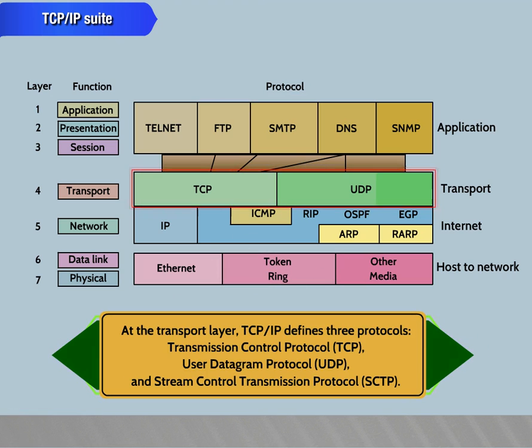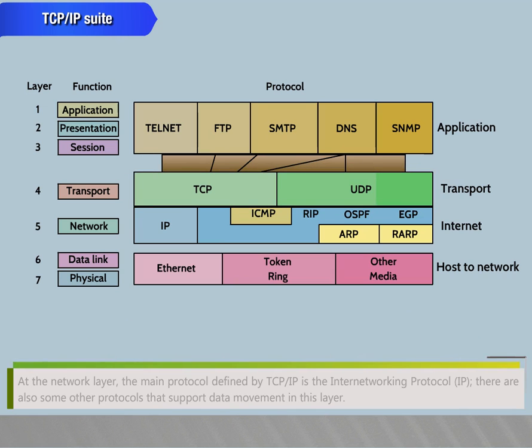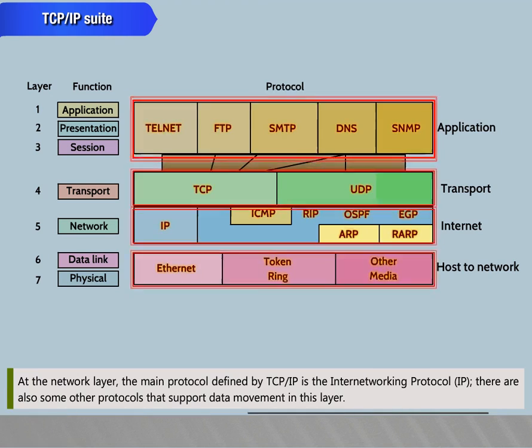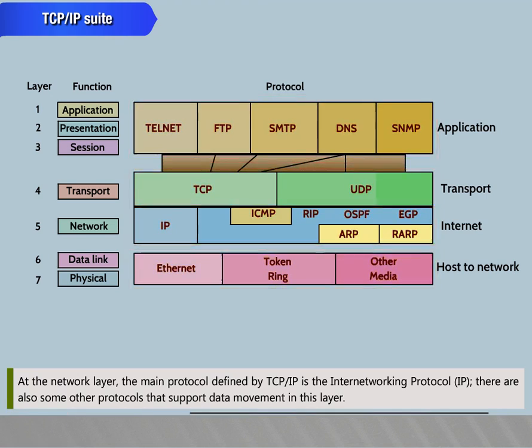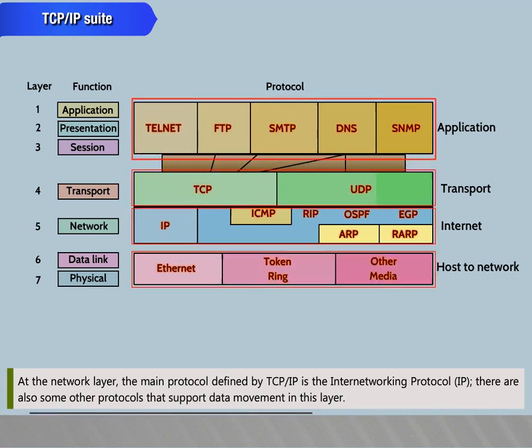At the transport layer, TCP/IP defines 3 protocols: Transmission Control Protocol, that is TCP, User Datagram Protocol, that is UDP, and Stream Control Transmission Protocol, that is SCTP. At the network layer, the main protocol defined by TCP/IP is the Internetworking Protocol, that is IP. There are also some other protocols that support data movement in this layer.